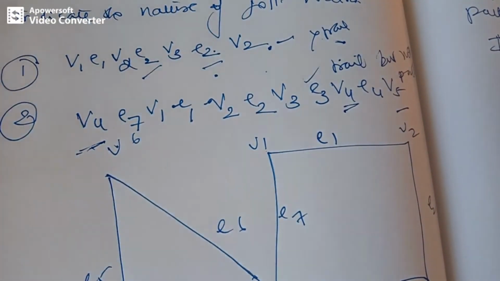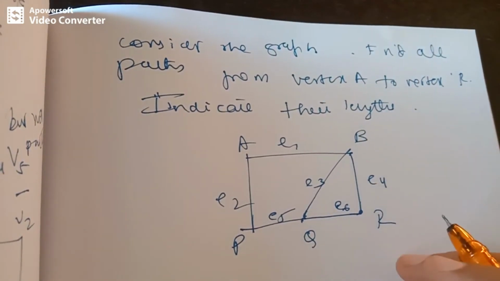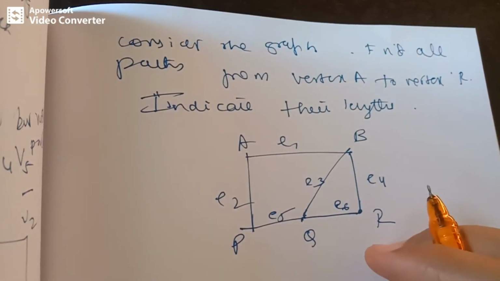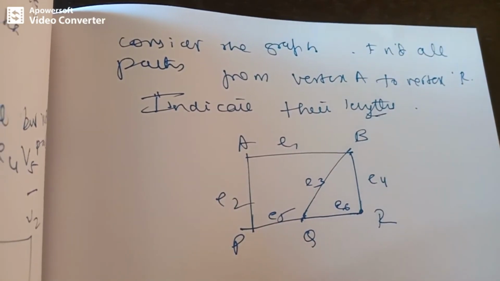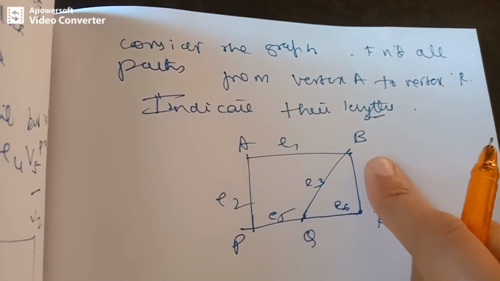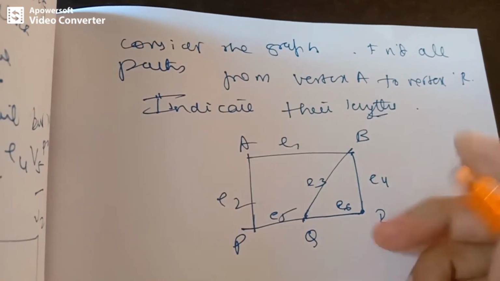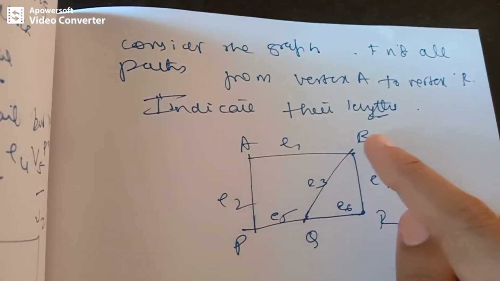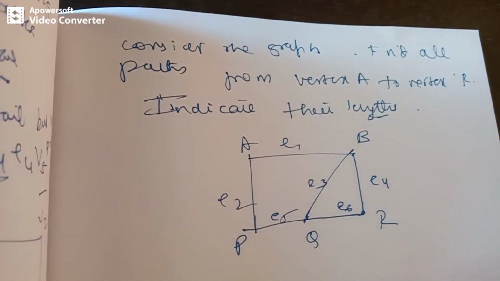Okay, so next let's see another question. Consider the graph, find all the paths from vertex A to vertex R. So this is the graph. We are supposed to find all the paths from vertex A and also indicate their lengths. There are 4 paths from A to R. That is A, E1, B, E4, R, that is one path. And next you have A, E1, B, E3, Q, E6, R.